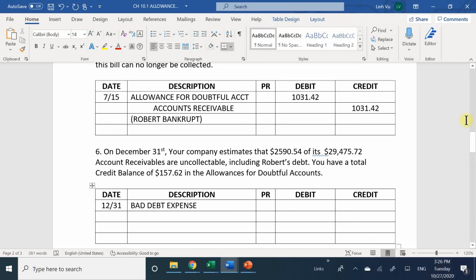Now let's see here. I'm a little confused on the amounts. The company estimates 2,590.54. Wait, let me see what I did. If it's 29,000 minus 82, accounts receivable are uncollectible. Let me see here.